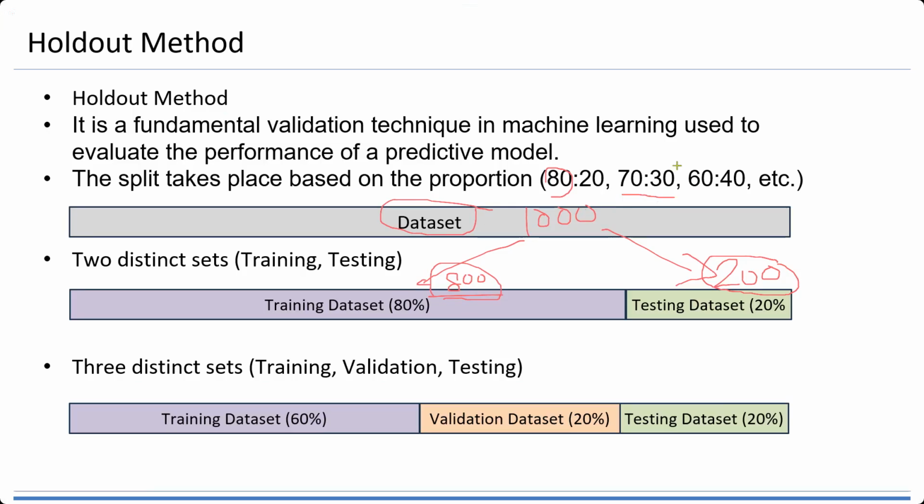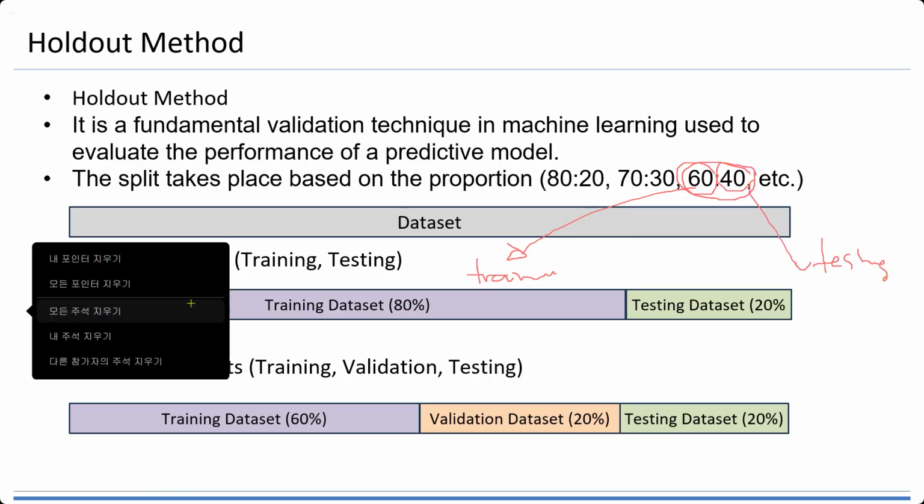Sometimes we can use 70-30. If we use 70-30, it means 70% will be for the training data and 30% will be for the testing. In some cases, you need 60-40. It means 60% will be for training data and 40% will be for the testing.